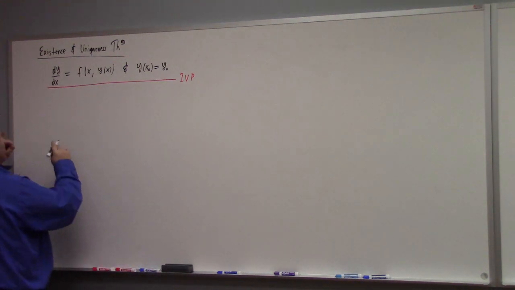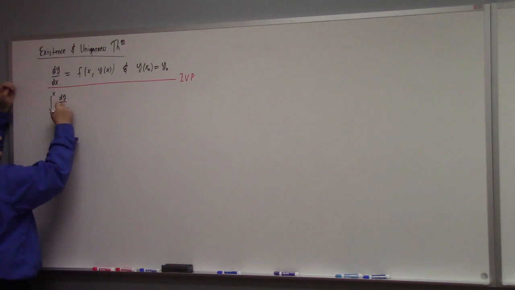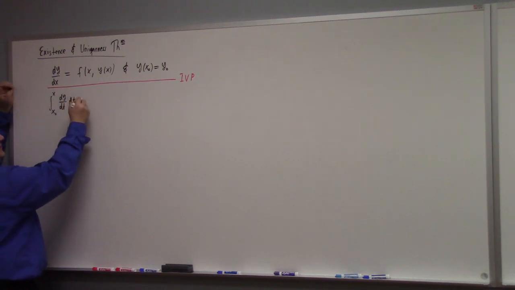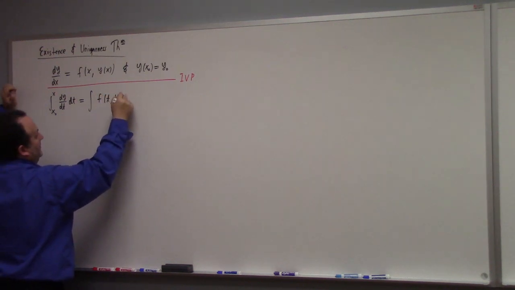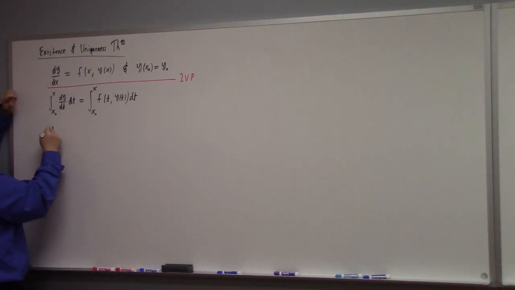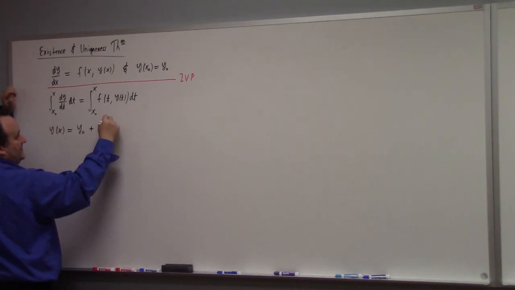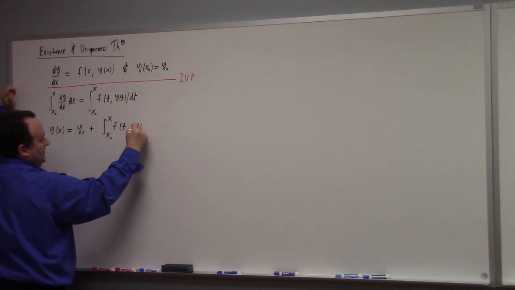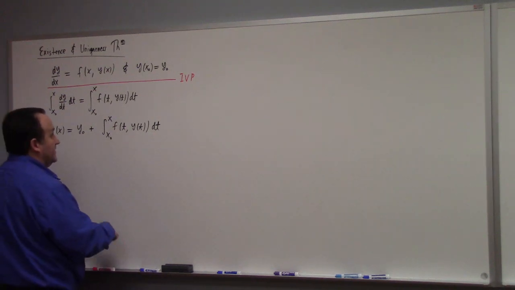And if we integrate this, you can integrate from, say, x naught to x. I'll change the variable to t because we're using x in a different sense there. So the integral of f of t comma y of t dt from x naught to x gives us that y of x is equal to y naught plus the integral from x naught to x of f of t comma y of t dt.